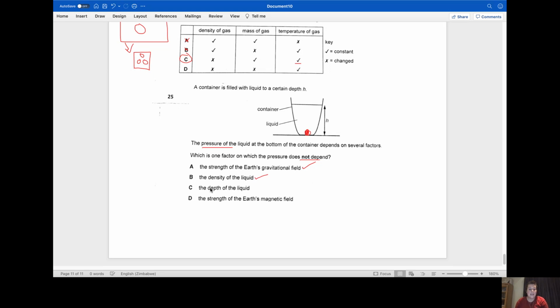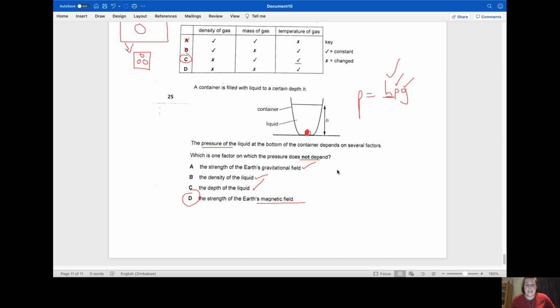It also definitely depends on density. Remember, pressure in a liquid is height times density times g. So yes, it depends on g. Yes, it depends on density. Yes, it depends on the depth of the liquid. That's the h part. So the only thing it doesn't depend on is the magnetic field of the Earth. That actually has nothing to do with pressure.